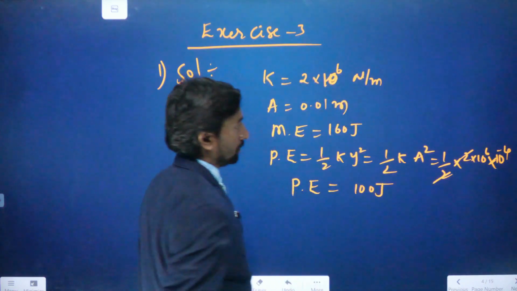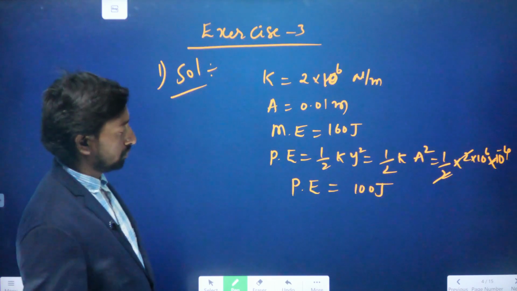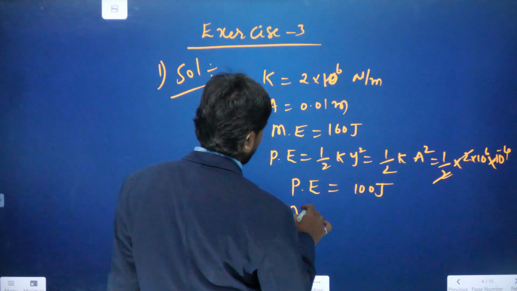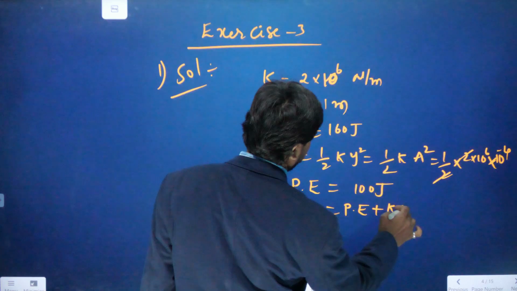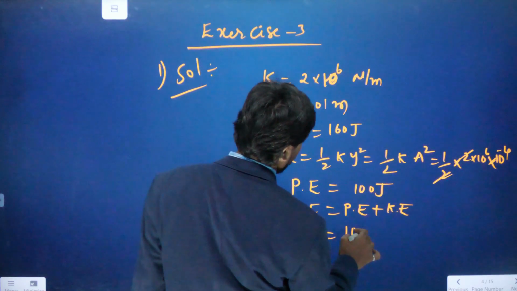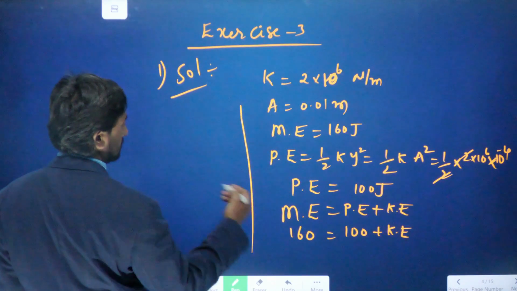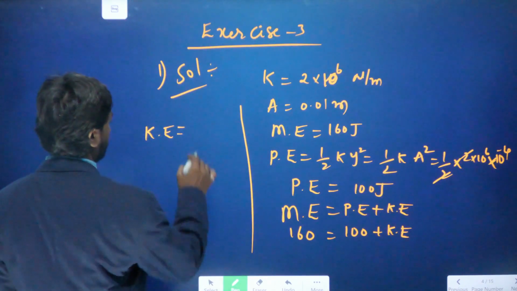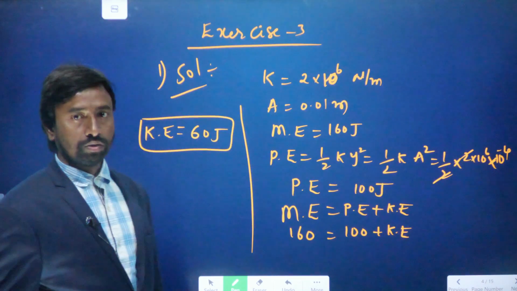10 to the power of 6 into 10 to the power of minus 4 is 10 to the power of 2, which is nothing but 100. Then the formula for mechanical energy: mechanical energy equals potential energy plus kinetic energy. The mechanical energy given is 160, and we got 100 for potential energy. Subtracting, kinetic energy equals 160 minus 100, which is 60 joules. That is the answer.